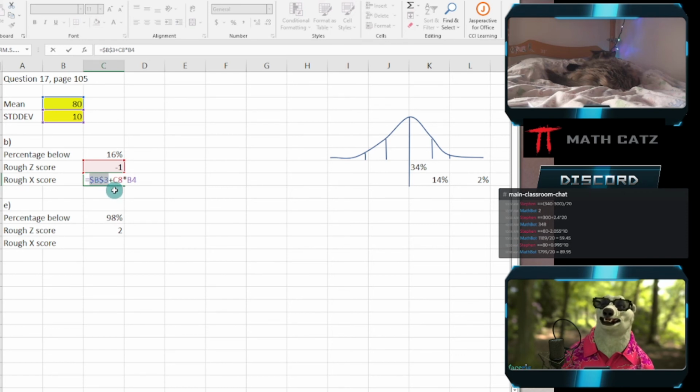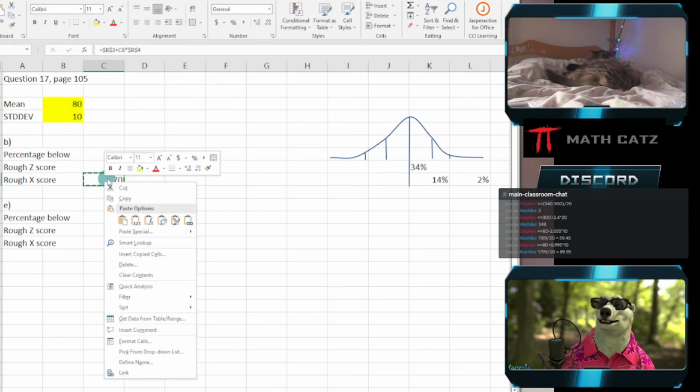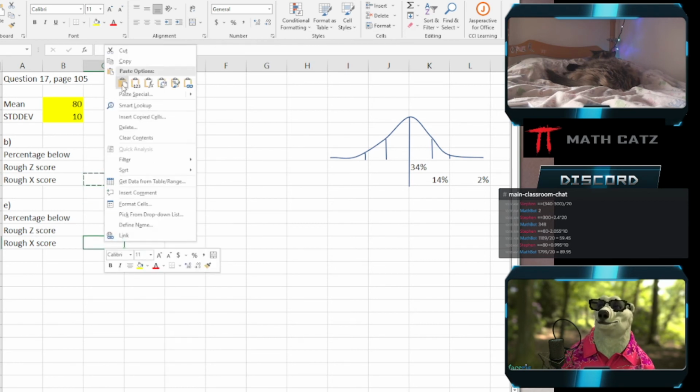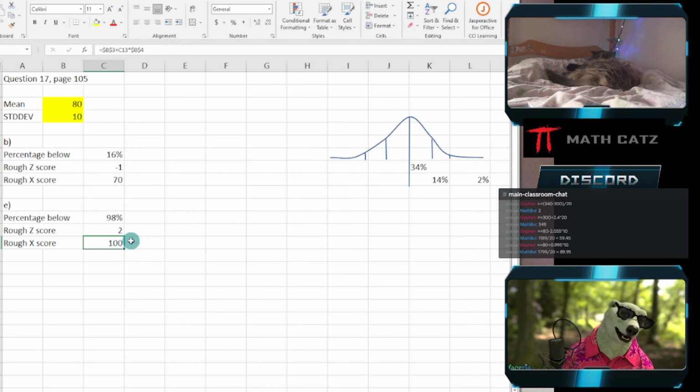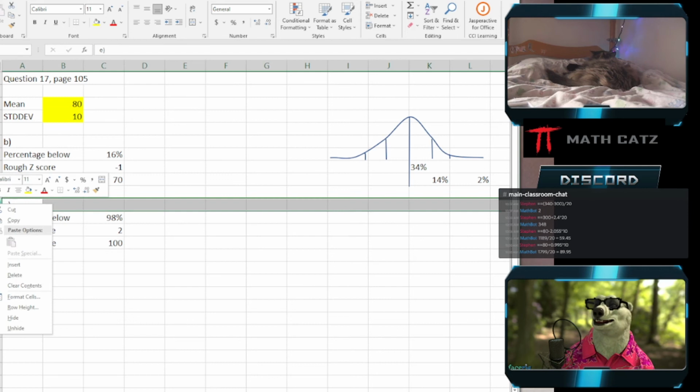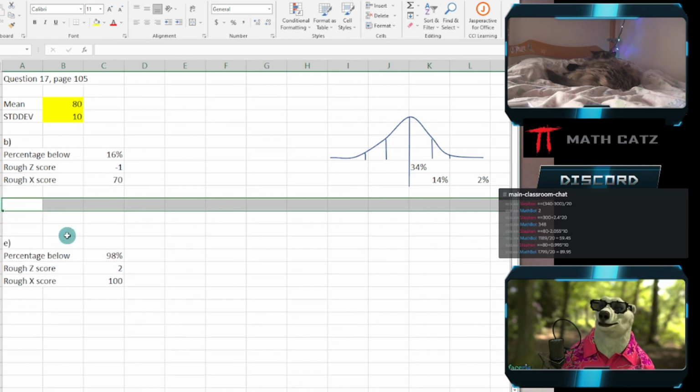Now I can do it all again, or I can go and update here, realizing that the mean is always the mean, fix that cell. Standard deviation is always the same, fix that cell. And then I can just copy and paste, and then you see it has updated the z-score because it was in the same relative position, but the original mean and standard deviation are still used. All right, and it makes total sense because from 80, two standard deviation steps will be 20, putting me at 100.